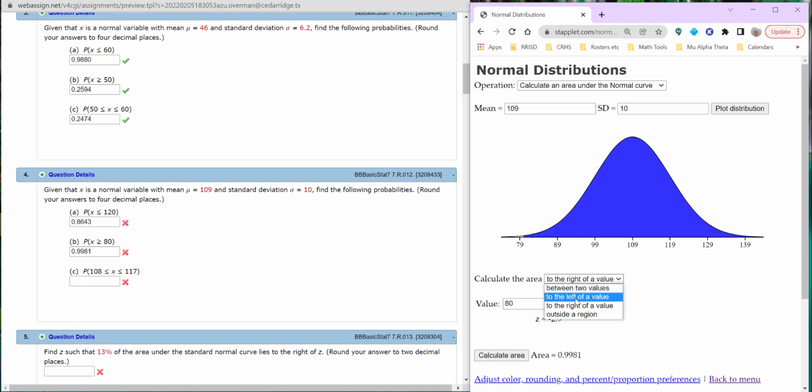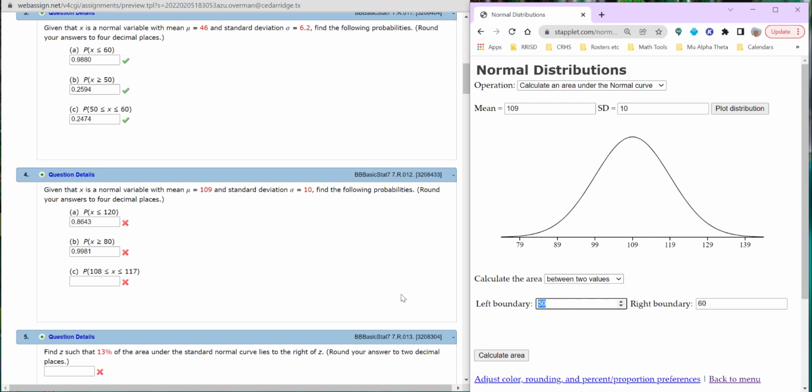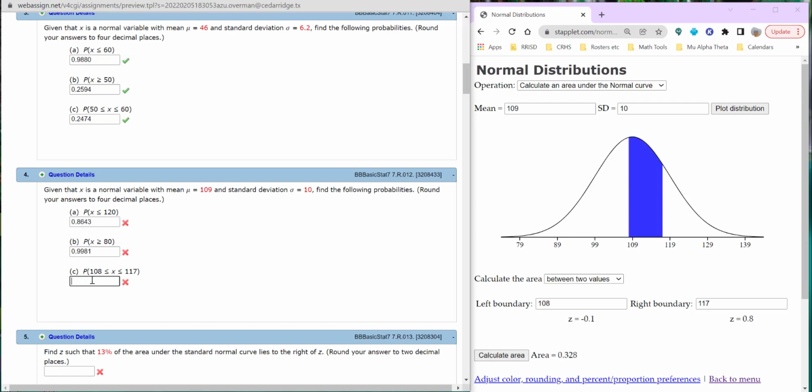And then we want between two values. So we want between 108 and 117. So that's sort of center and to the right, just that little piece right there. And we're going to say 0.328. All right. We'll hit submit.